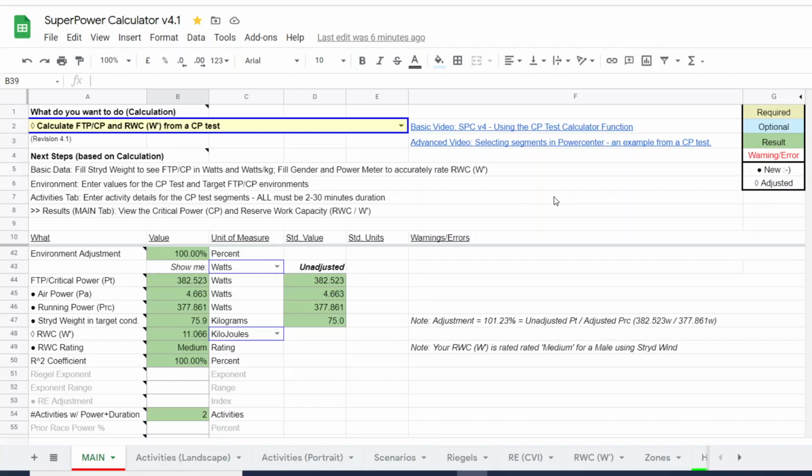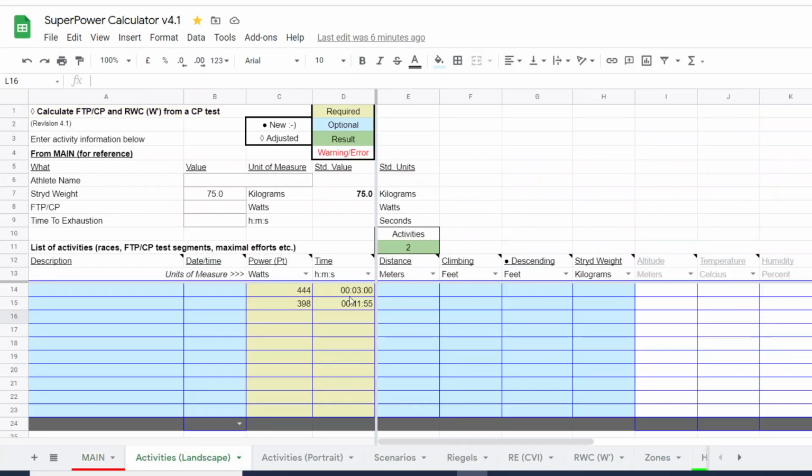So I'll have my athletes do their CP testing outside, and then we can get not only the average power for their test sessions, in this case 444 watts for 3 minutes, 398 watts for 11 minutes and 55 seconds for this particular athlete, but we could also get their air power.